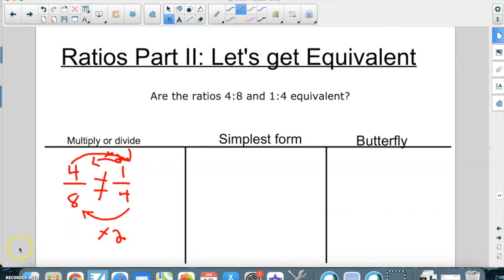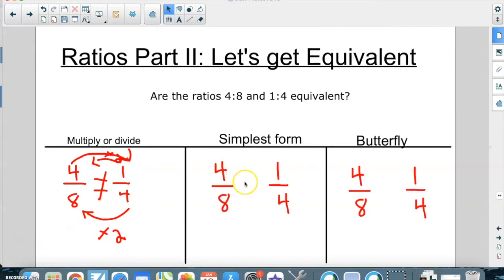The other way is this. First, write down both fractions. So I put down both fractions, and let's make both of these into simplest form. And so if you look, simplest form again is what you can divide the top and bottom by. Usually the greatest common factor. So it has to be the same number. In this case, we're going to divide by 4, both the top and the bottom, right? So 4 divided by 4 is 1.